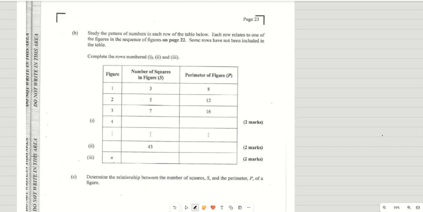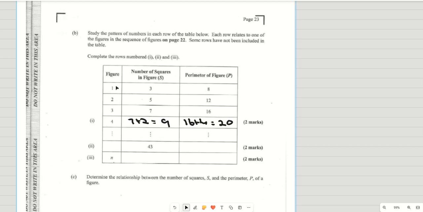The fourth figure would be kind of easy. You know that the difference between 3 and 5 is 2, and the difference between 5 and 7 is 2. So your fourth figure would have been 7 plus 2, that's 9. For this one, the difference between 8 and 12 is 4, and between 12 and 16 is 4. So your fourth figure would have been 16 plus 4, which is equal to 20. You could do it like that, right? But if they ask for, let's say, the seventh figure, it's best you find the formula first and then work backwards.